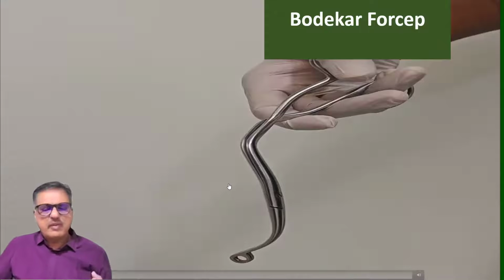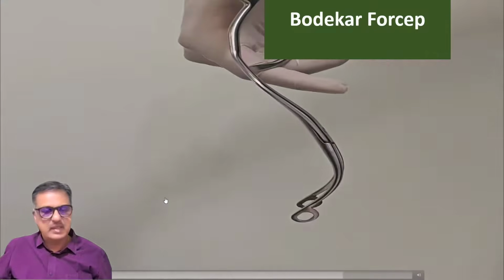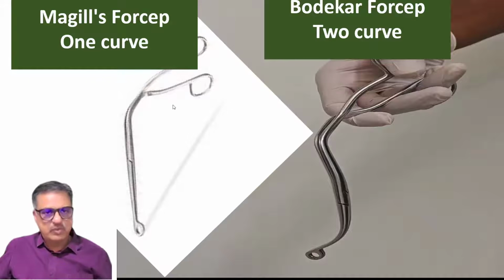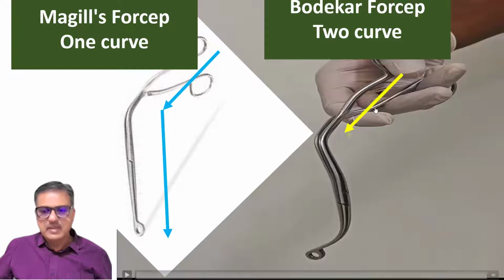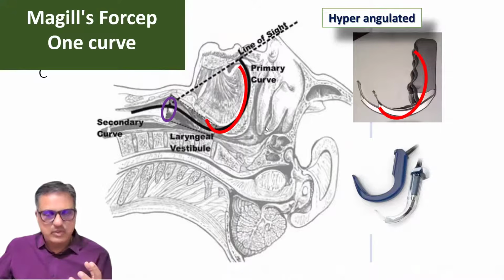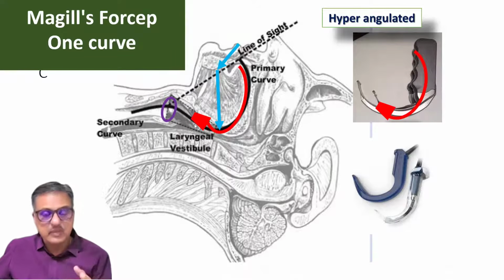So another way is to make use of Bodecker forceps, which has two curves. Let's compare it with the Magill forceps. Magill forceps has only one curve, while Bodecker's forceps has two curves. Now, suppose you are using the Magill forceps with the videolaryngoscope. When the videolaryngoscope is in situ, the camera takes the position in the pharynx. If you are inserting the Magill forceps like this, the tip of the forceps will not come in the view of the camera, so you will not be able to see the tip. It becomes difficult to hold the tube with the tip because you are not looking at the tip.